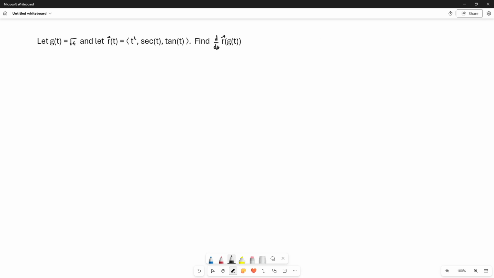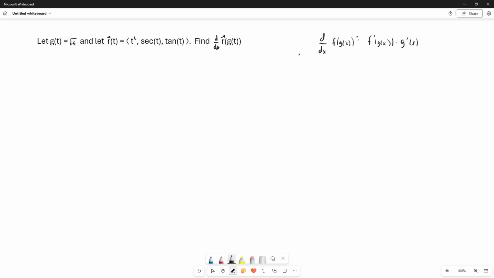So the ordinary chain rule for composition, the derivative of f of g of x is f prime of g of x times g prime of x.